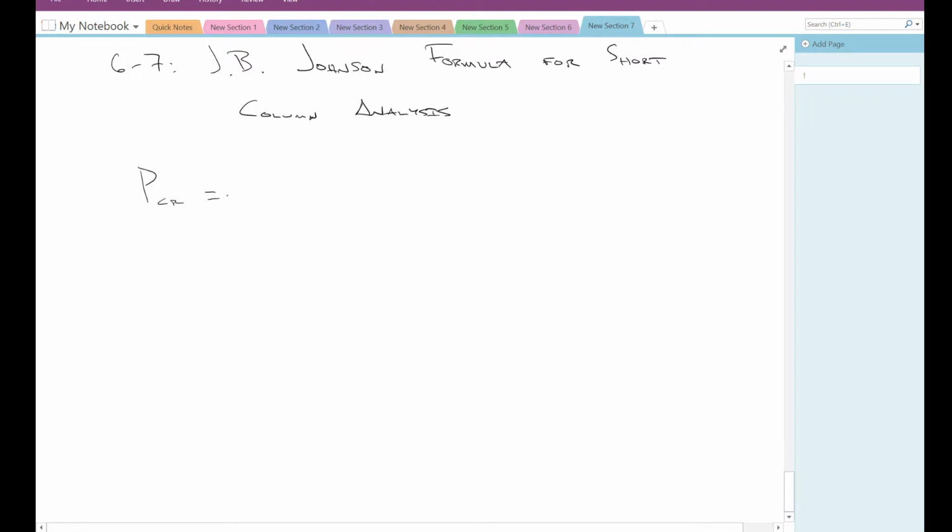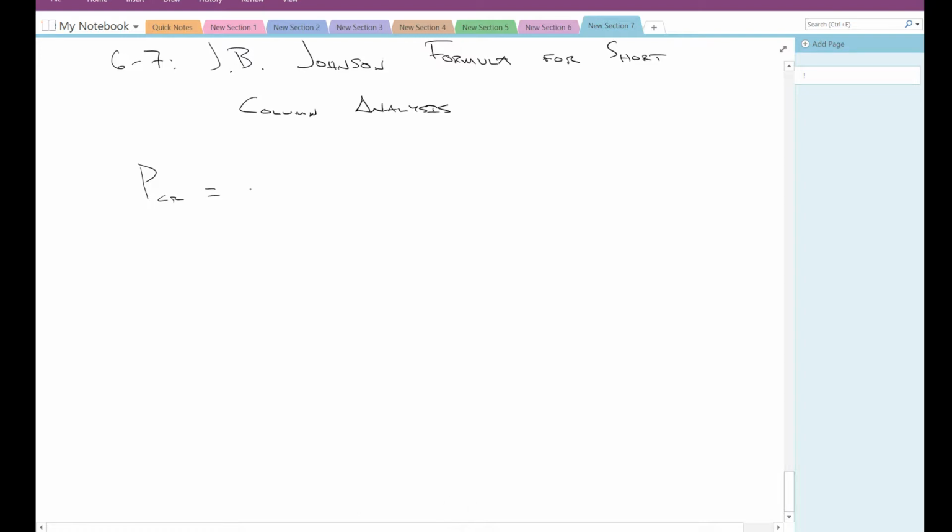So what it says is that our critical buckling load, P critical, is equal to the cross-sectional area times the yield strength times quantity, 1 minus yield strength times our slenderness ratio squared divided by 4 pi squared times the modulus of elasticity, end quantity. And this is equation 6-9 in our textbook.